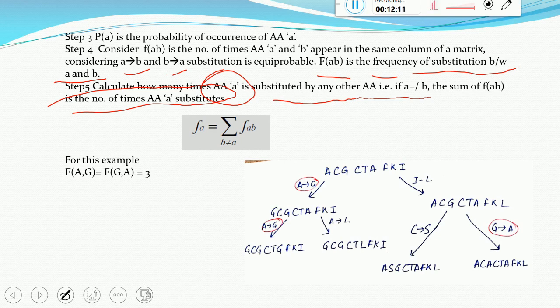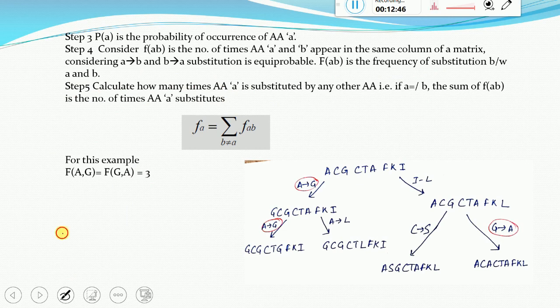In this example, we have calculated FAG and FGA. These are the same, and we have calculated them as 3. How did we calculate this? We go to the phylogenetic tree. How many times is the A to G mutation happening? A to G: 1, this is 1, another one is 2, and this one, G to A, is 3. Since we consider A to G mutation and G to A mutation the same, FAG and FGA are equal to 3.